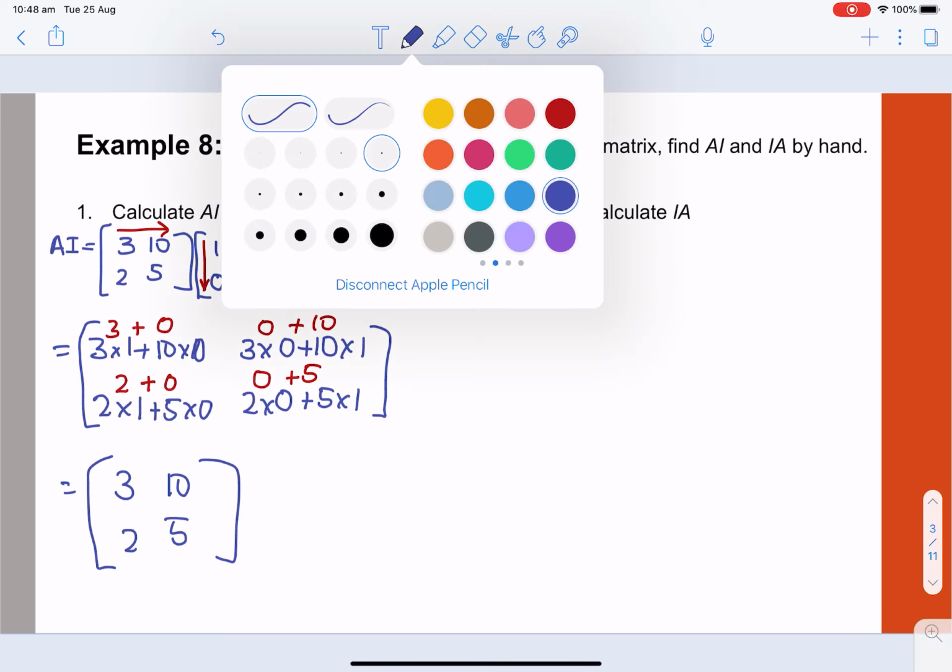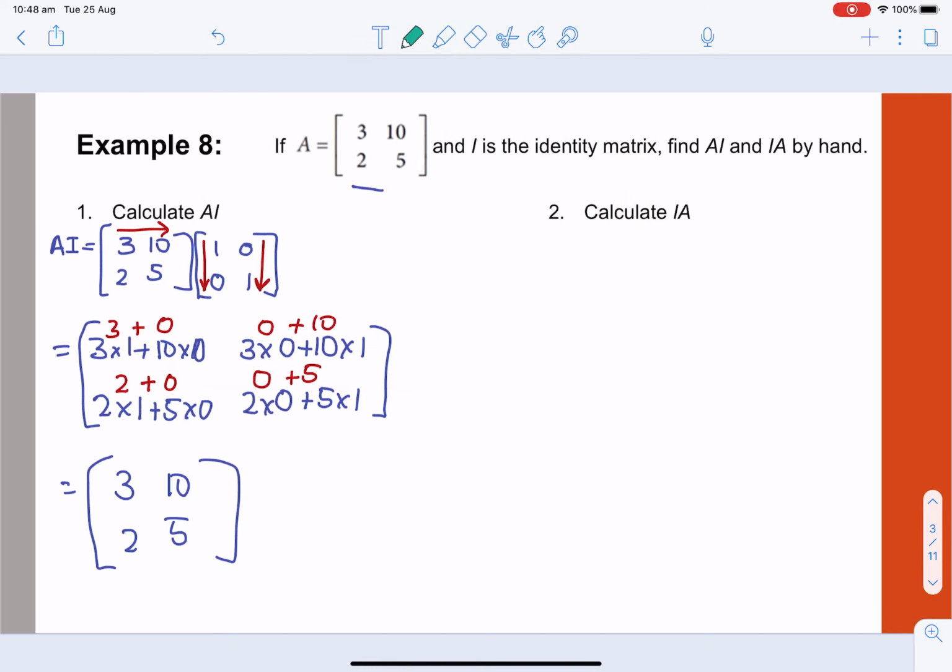I'm going to go into a dark green. That'll at least be enough difference. Now we're going to go I times A. We're going to do it the other way around. So we put our identity matrix, and then we put our original matrix, which is 3, 10, 2, and 5.